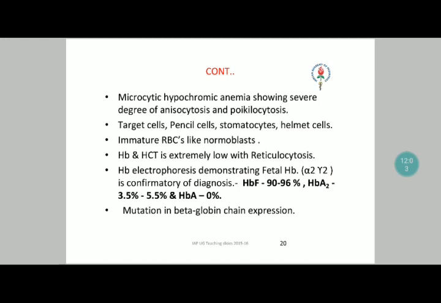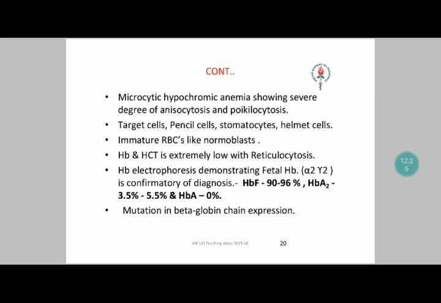Now further continuing, there are target cells, pencil cells, helmet cells, all different varieties. Target cells of course are more easily seen on a peripheral smear, and comparatively the hemoglobin and hematocrit are very low compared to the reticulocytosis that is noted. The mutation also occurs in the beta globin chain expression.